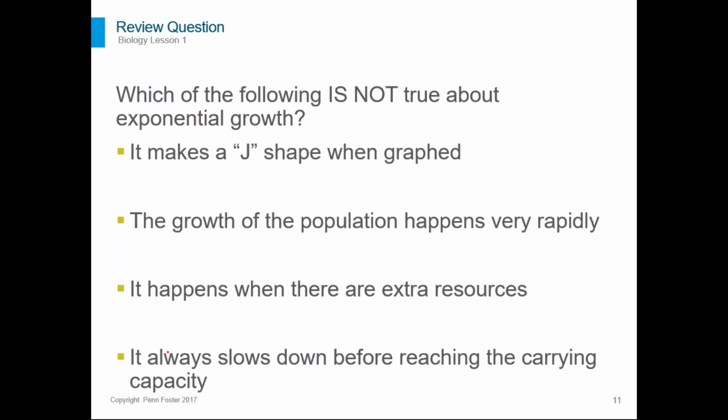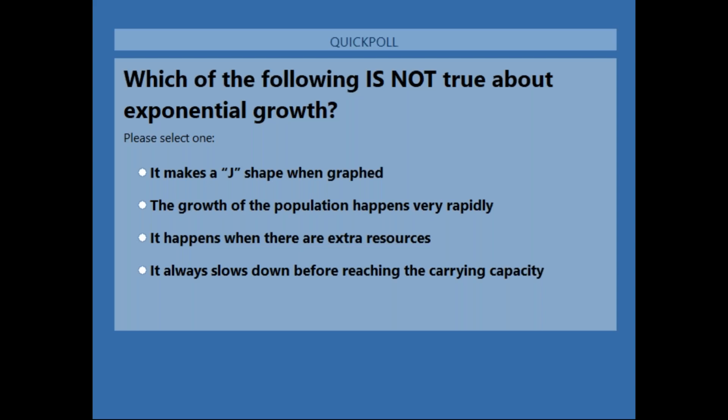So that brings us to the end of this section. So we've got a couple review questions. So which of the following is not true about exponential growth? So I'm going to put another poll up on your screen. Thank you for those of you that answered the original first poll we had, and I would like you to answer this one as well. So which of the following is not true about exponential population growth?